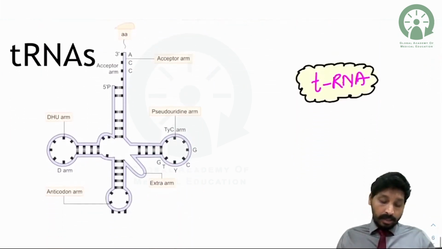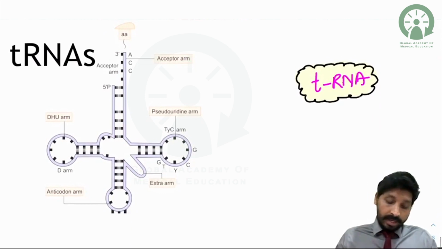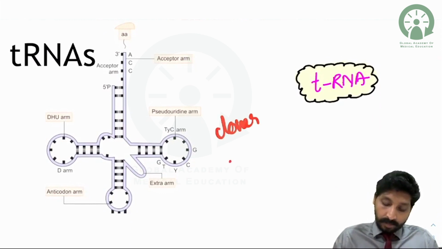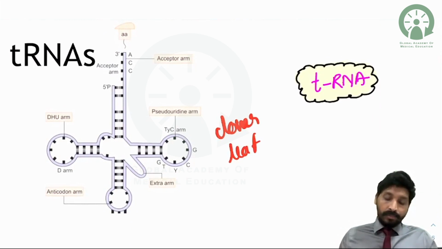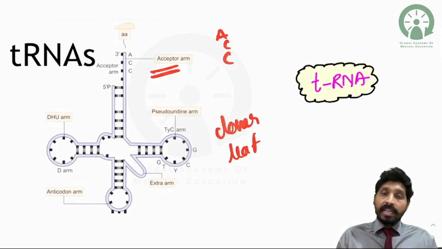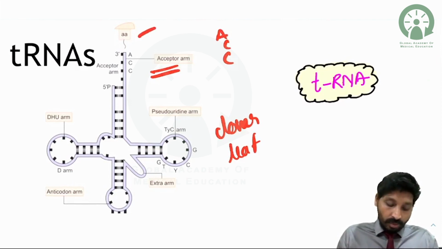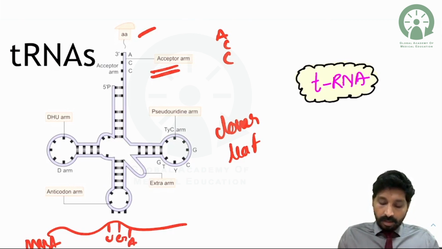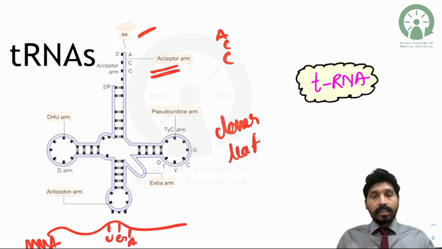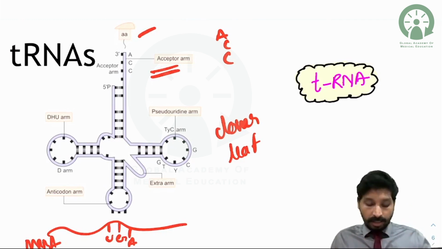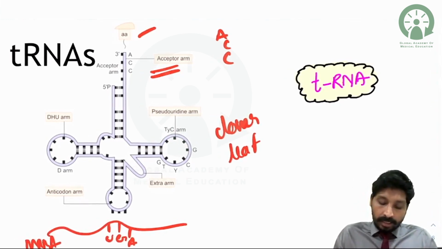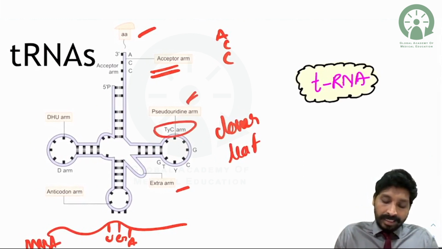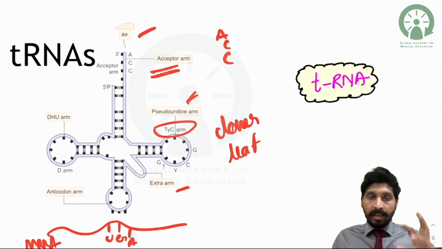And another thing regarding molecular biology: tRNA has a clover leaf like model. It has 4 arms. One is the acceptor arm, which has CCA, where the amino acid will be attached, the DHU arm, and the anticodon arm. The codons are present in the mRNA, so according to that, anticodons are there in the tRNA. That is the anticodon arm, and there is an extra arm and the pseudouridine arm, which is the T-psi-C arm. Modified forms of bases will be there in the T-psi-C arm.